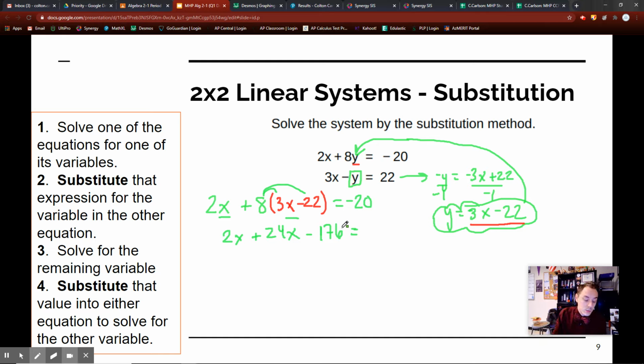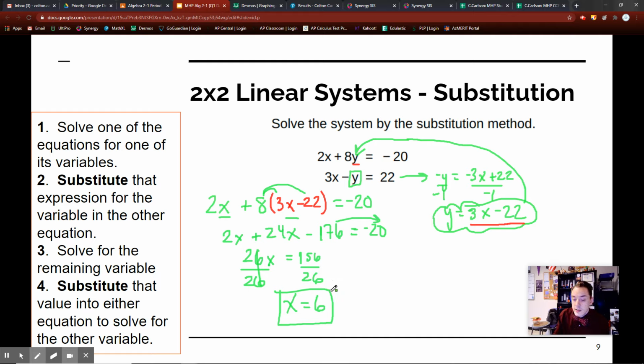Okay? But yes, that's 176, and then minus 20, of course. Just tagging on the end. Let's simplify this. This is 26x. Let's add the 176 over. So this will be 156. And then divided by 26, divided by 26. That goes poofy. This actually becomes x equals 6 when I divide those two numbers, which is pretty good.